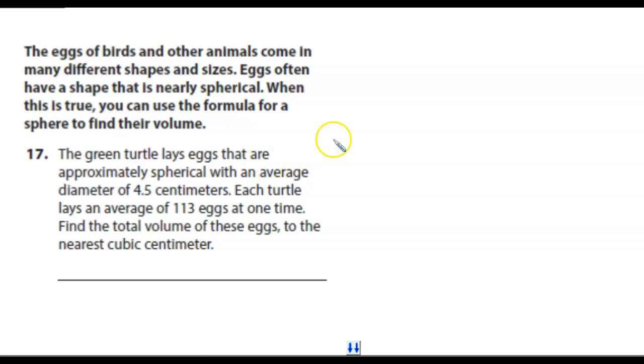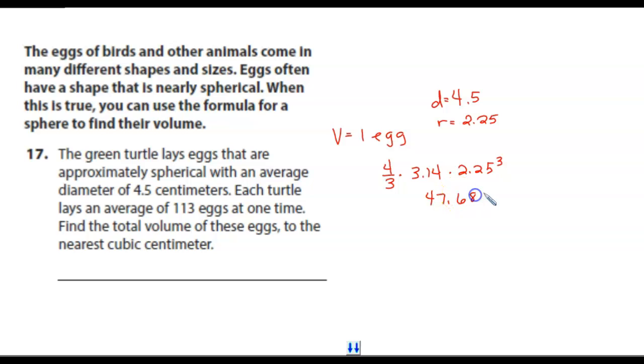So the first thing we got to do is to find the volume of one egg. Okay, so we know it's pretty spherical, so we're going to use this. We're going to use 3.14 for pi, and we're going to find the radius. So our diameter is 4.5, and our radius is 2.25. So we have 2.25 cubed. If I take 2.25 cubed times 3.14 times 4, and then divide that all by 3, I get 47.68875. I'm going to round to the nearest tenth, and I get 47 7/10 cubic centimeters.